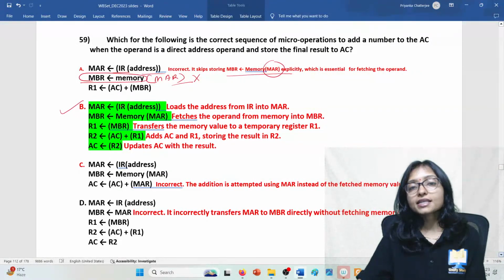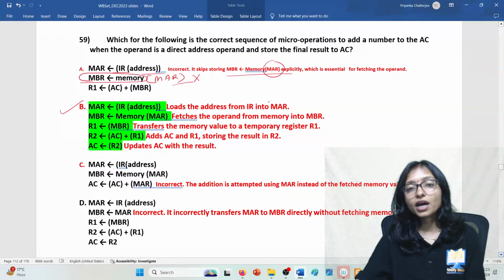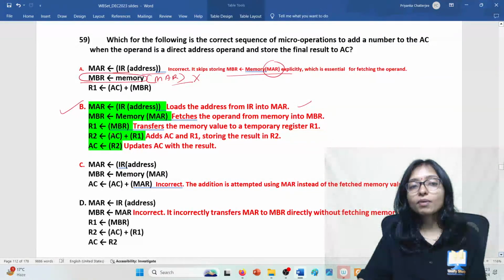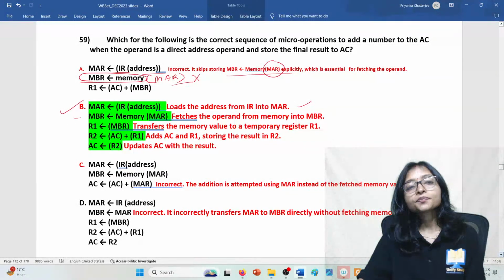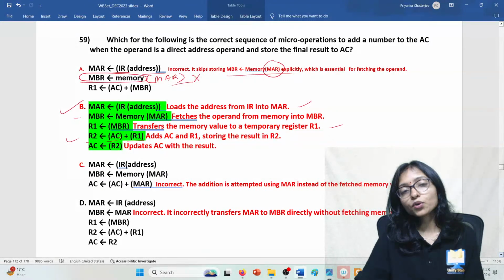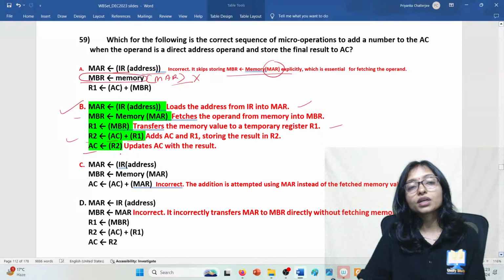Here option B is correct because in option B, in the first step we are loading the instruction register to the MAR, that is the memory address register. After that, the memory address register is shifted to the memory buffer register, to fetch the operand. Then MBR I am sending to R1. Then I am doing the operation R2 equals AC plus R1, that is accumulator plus R1. Then finally I am storing R2 in the accumulator. So this is perfectly correct.